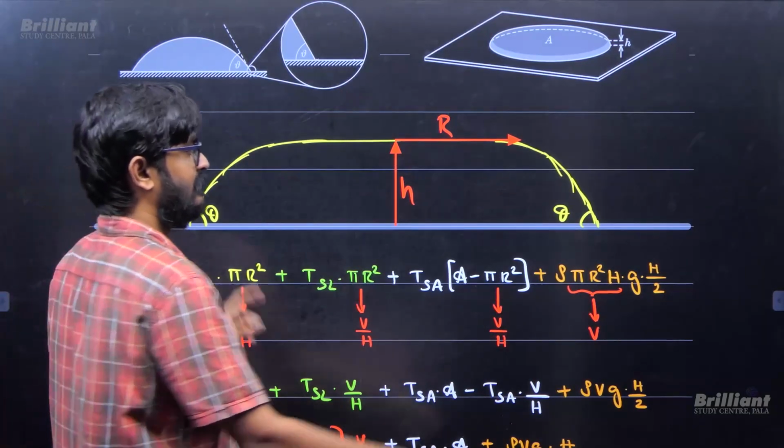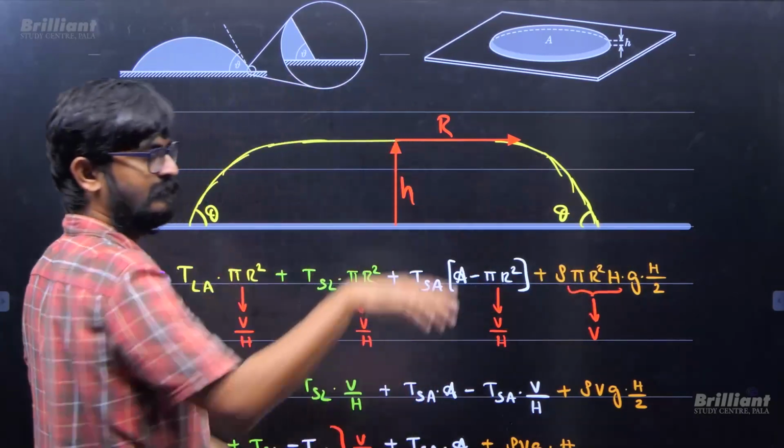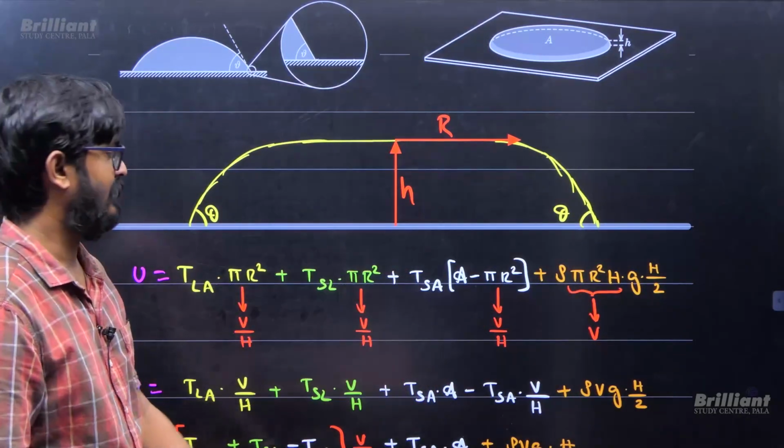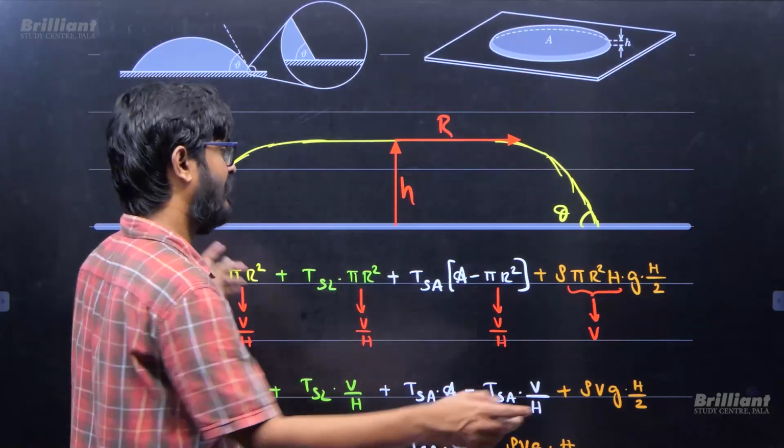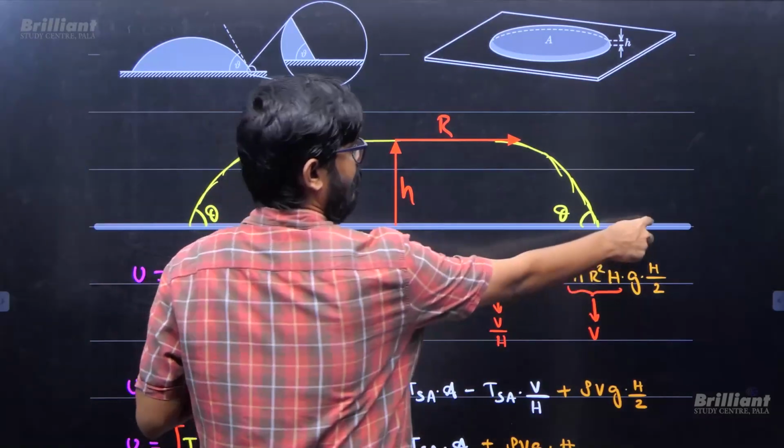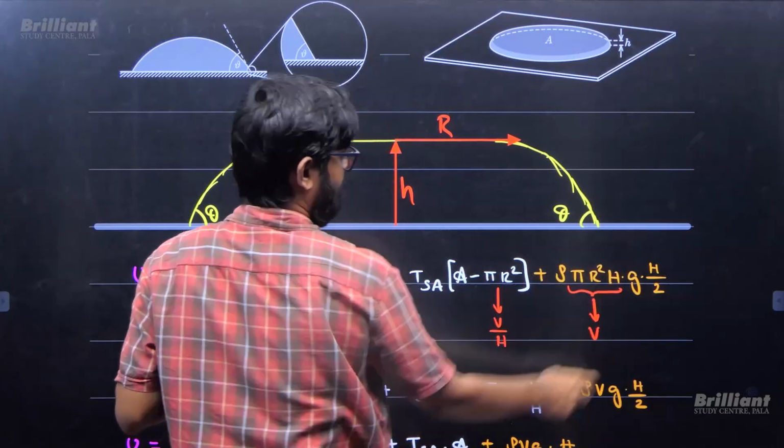Now apart from that, the remaining area: let me say the total area of the plate is capital A. Then the remaining area is going to be capital A minus pi r square. So the remaining area consists of solid and air.